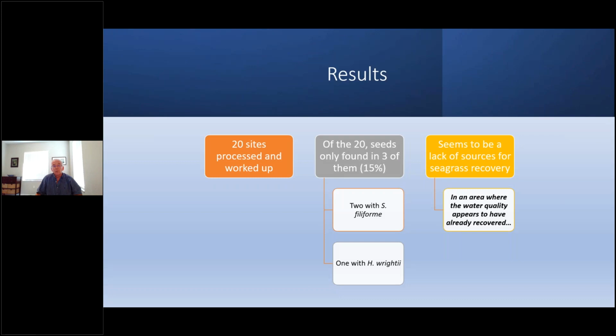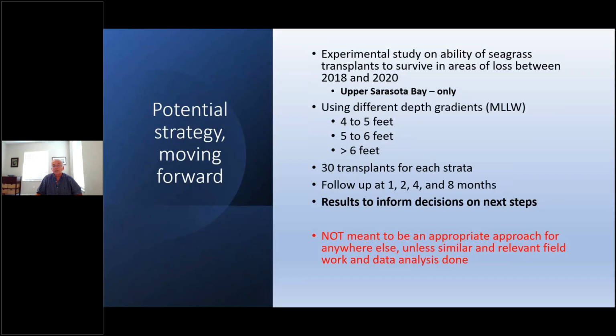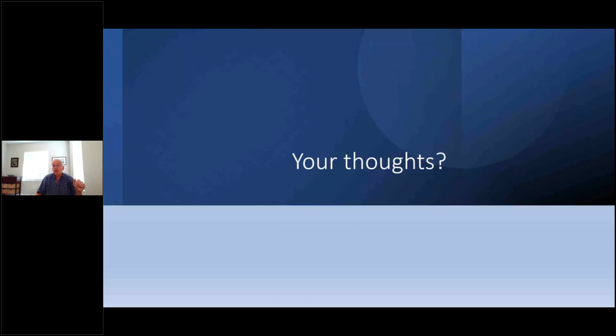And so what we want to find out is, in that upper part of the bay, in areas where the water quality appears to have recovered, does it make sense for us to do something more complicated to test out whether or not seagrass can recover? So what we're suggesting, upper part of the bay only, not necessarily appropriate anywhere else, is an experimental transplanting at different depth gradients to find out whether or not seagrasses can now grow in this area, except for the absence of a seed bank. They would be back there anyway. And I can wrap it up with that.